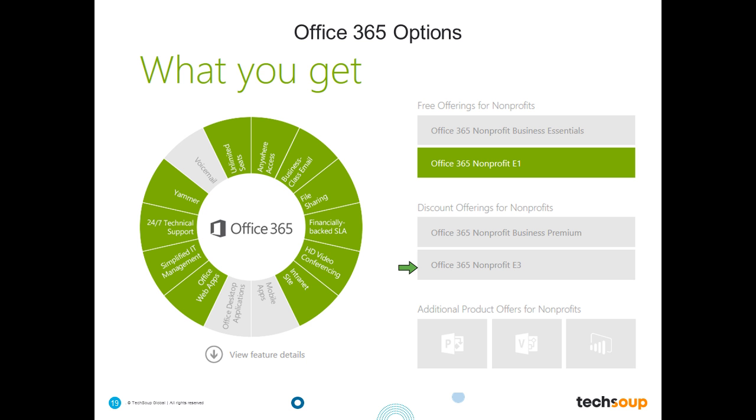If you look at the one that's highlighted, Office 365 Nonprofit E1, you can see all of the different features that are available. Those are highlighted in green. The ones in gray are not available, but some of them are available in the upgrade version. One of them that I'm just going to point to down here is Office Desktop Applications. If you get, for example, the Office 365 Nonprofit E3, that gives you the option to download the desktop applications directly to your machine.